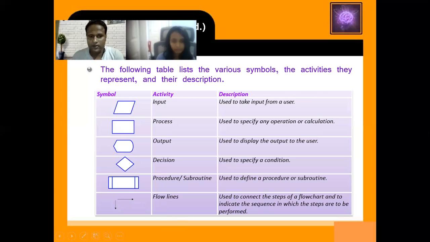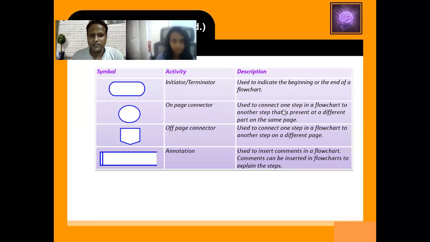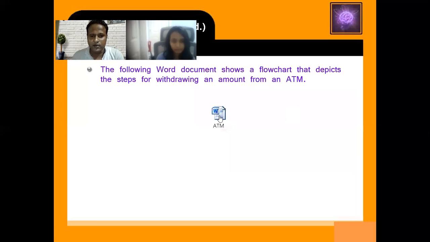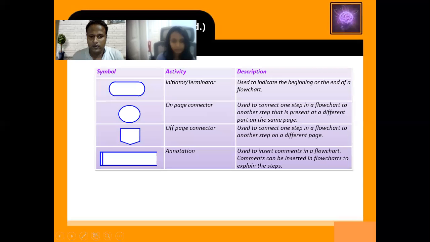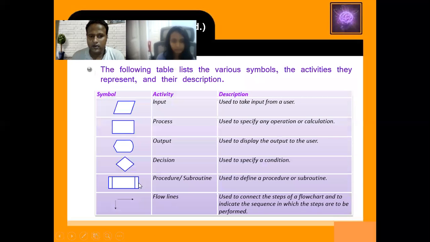Okay. It is used to connect the steps of a flowchart and indicate the sequence of the steps to be performed. Just wait, can you go back to the other page? So basically you're saying that it organizes the flowchart. Yes.